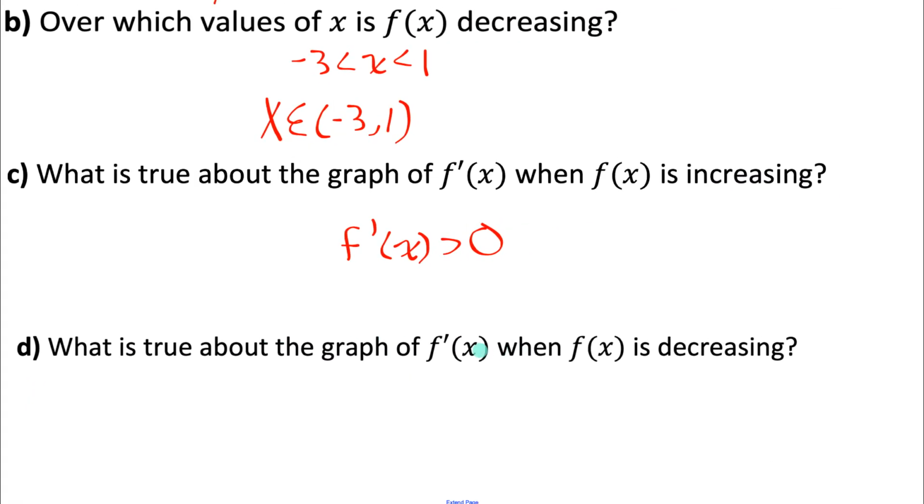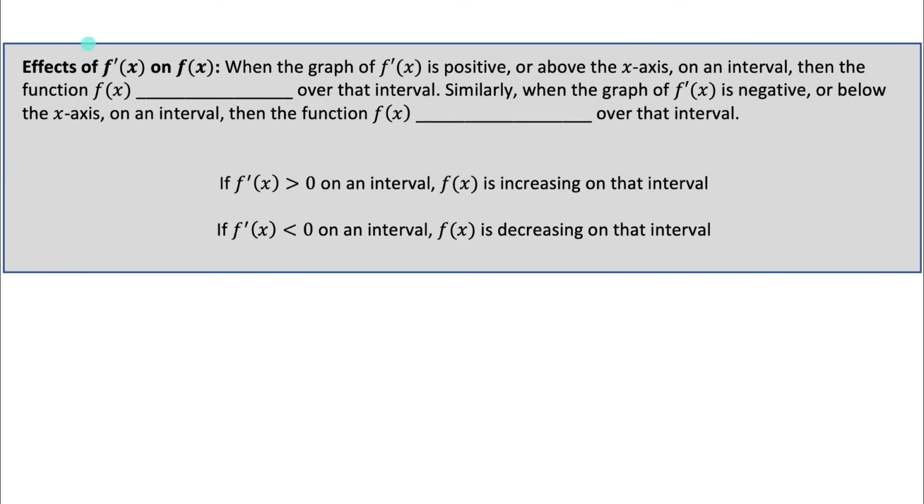So what's true about f prime of x when f of x is decreasing? Well, if f of x is decreasing, it's going down to the right, which means it has negative slope, so that's why the derivative would have negative values. It would be less than 0. So let's write our conclusion here. Effects of f prime of x on f of x.